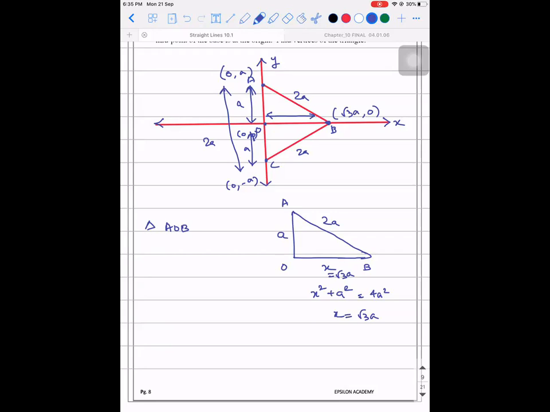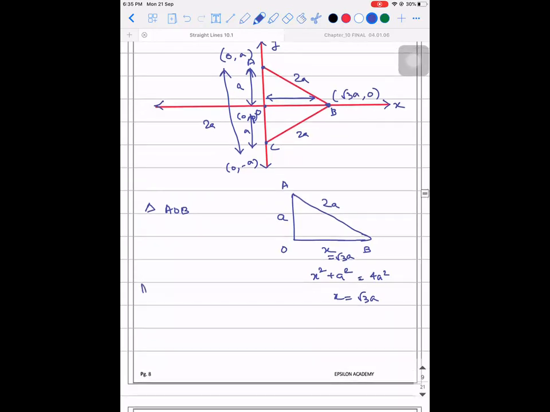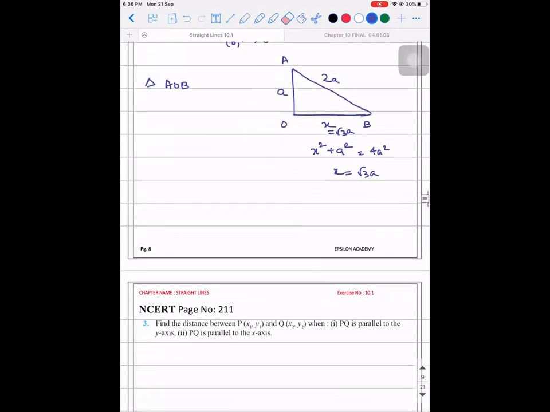If you want to do it in the method you told, then you should do the alternate method. Half into b into h will be equal to root 3 by 4 a squared. That is the area of an equilateral triangle. Here a will be 2a. So there is another way, but I suggest you go with the Pythagoras theorem. Shall I move on to the next one? Yes, sir.